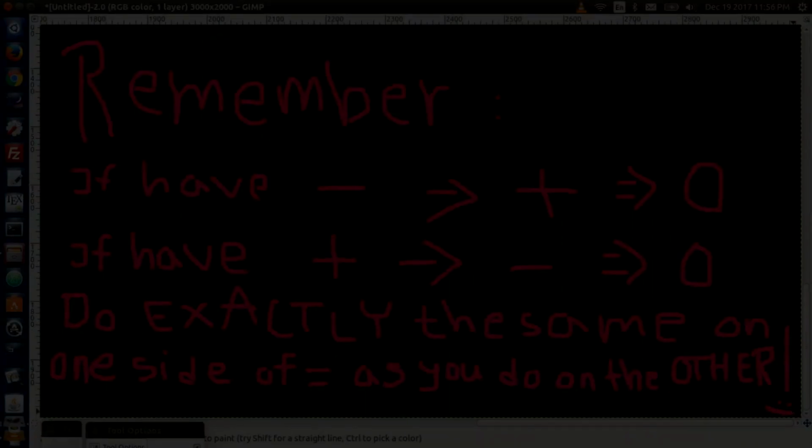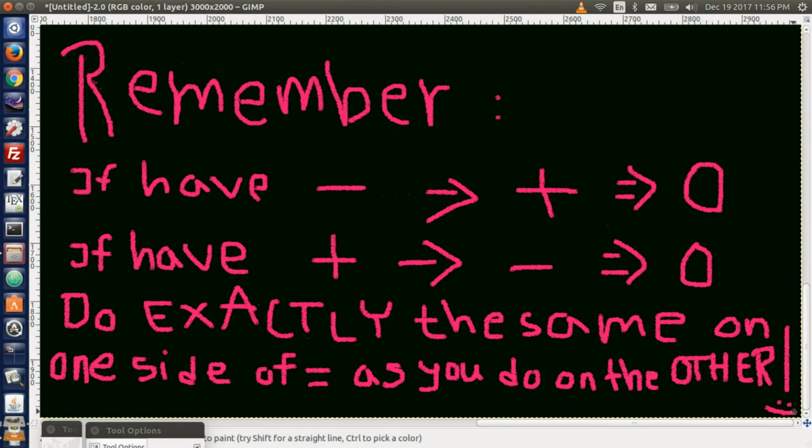Alright, that's it for this lesson. Let's summarize again. If you have a negative number on the same side as the variable, you add that number to make it equal to 0. If you have a positive number on the same side as the variable, you subtract that number to make it equal to 0. You must do exactly the same thing on both sides of the equal sign.